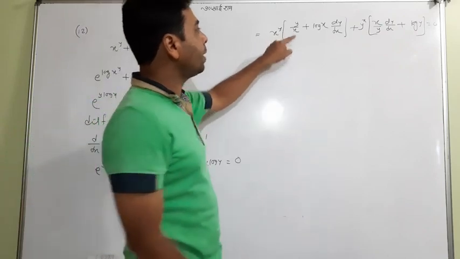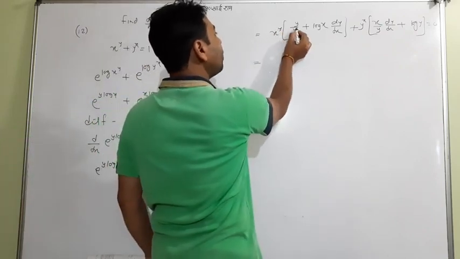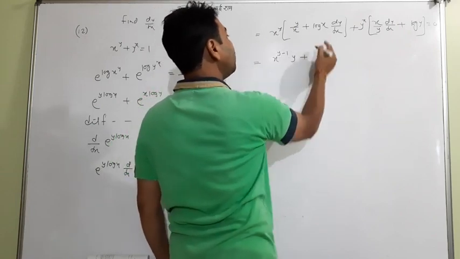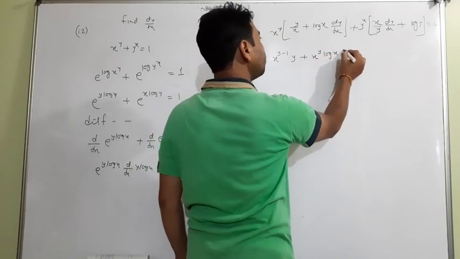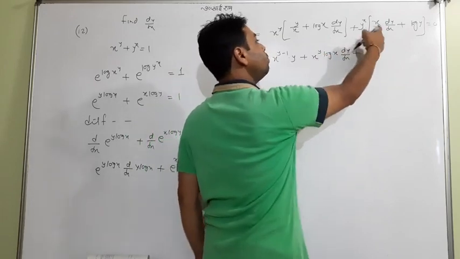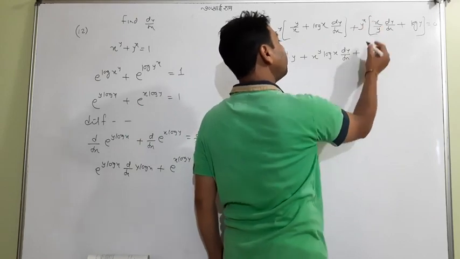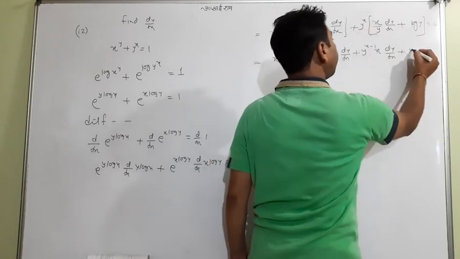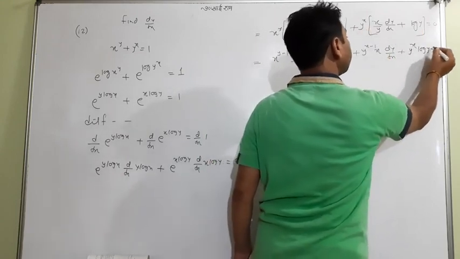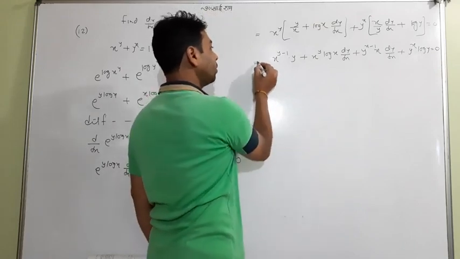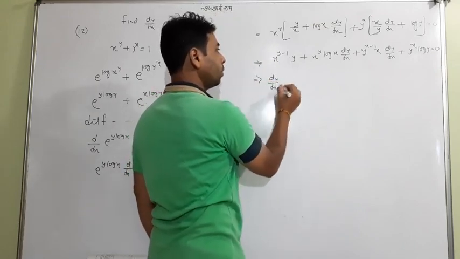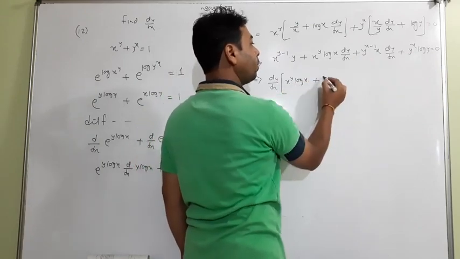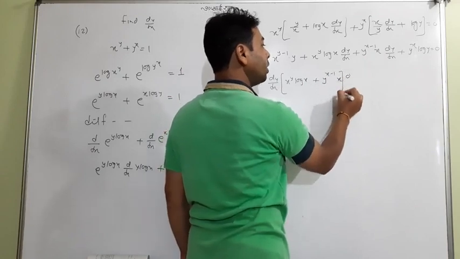I'll multiply x to the power y inside the bracket. x to the power y will multiply y by x. This x will reduce the power and y will come. When these two multiply, they will be the same. These two multiply, this y will reduce the power by 1. And these two will be y to the power x log y. Now take out dy by dx common. So this is going to be x to the power y log x plus y to the power x minus 1 x dy. These two will remain.